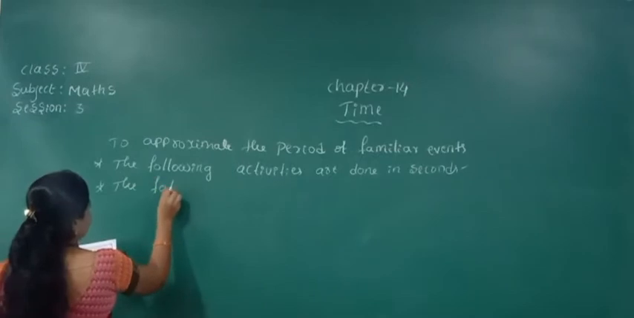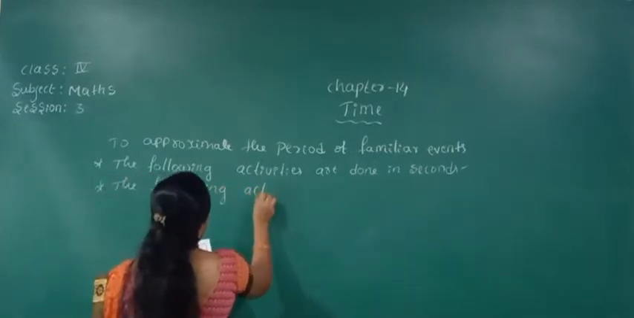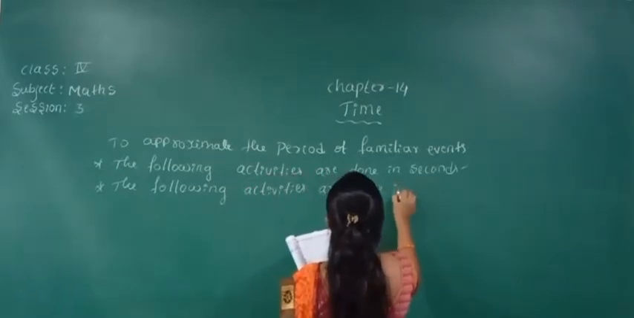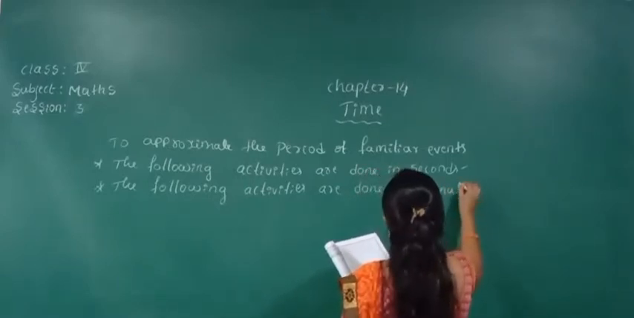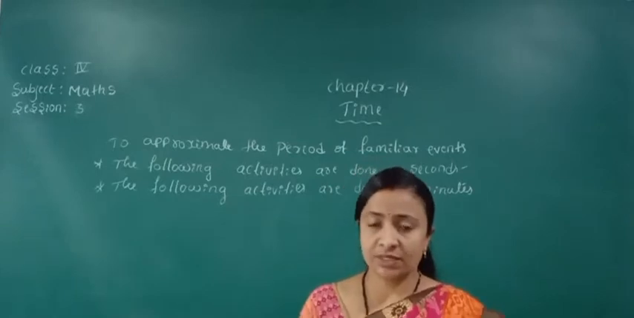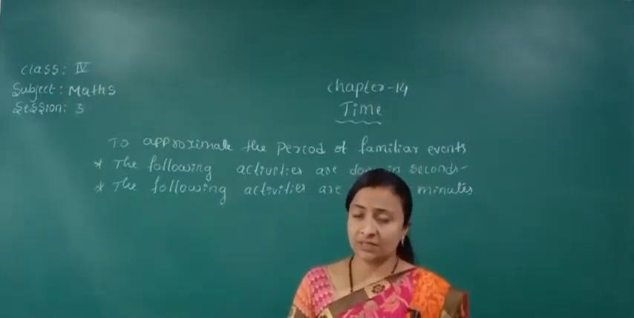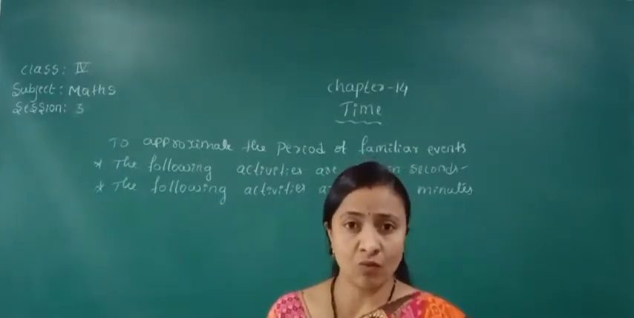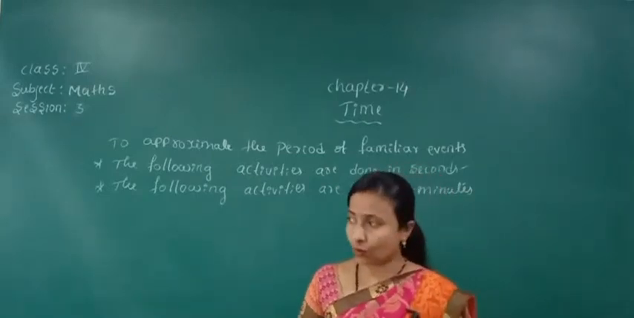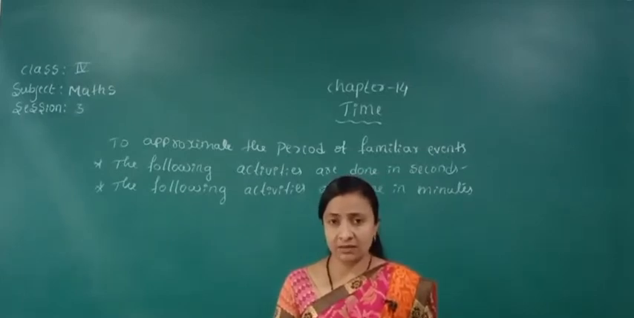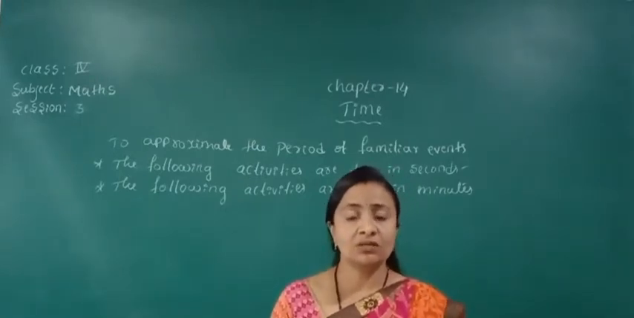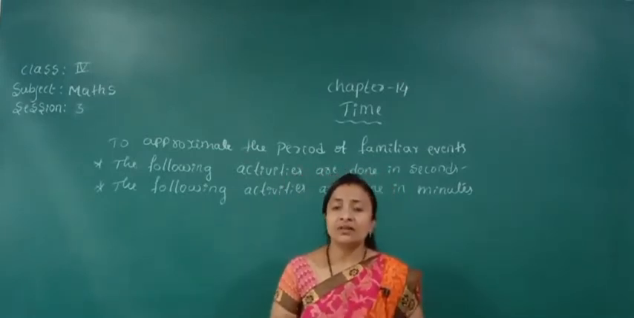Next, the following activities are done in minutes. So what are the activities that are done in minutes? For example, heating milk. It takes time, and some food items take minutes, and boiling water. And a 100-meter run takes minutes. Also going to school by bus or on a cycle takes time, or if it is near your house, going by walk also takes a few minutes. So these are all activities we do in minutes.